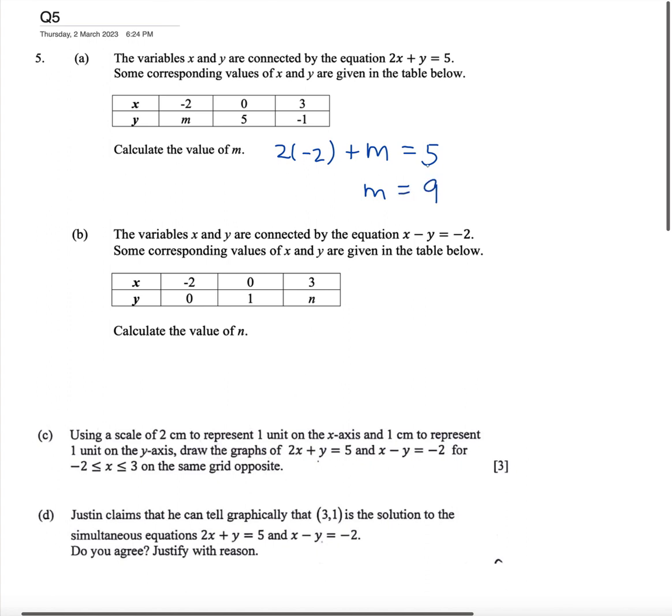So you need to show your substitution into the equation to work out the value, because the question asks us to calculate. So similarly, calculating the value of n, where y is n and x is 3, now using this new equation, x is 3 and y is n. So we have 3 minus n equals to negative 2, and this gives us n is 5.